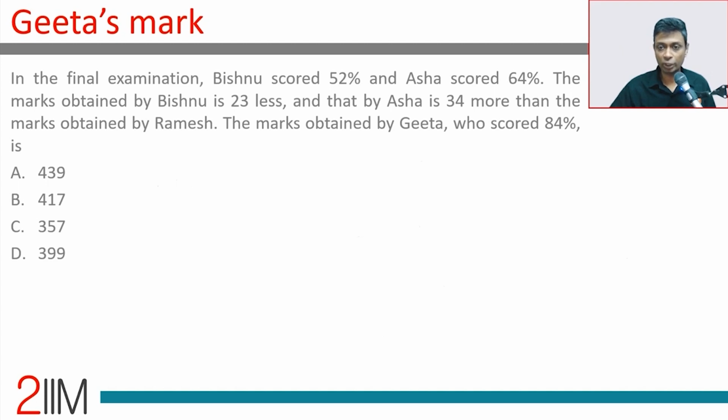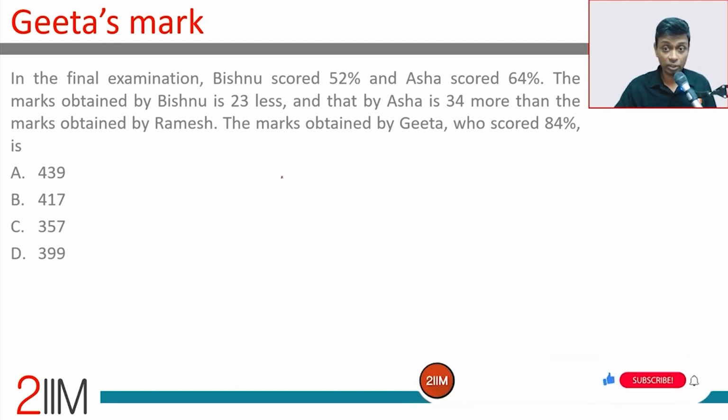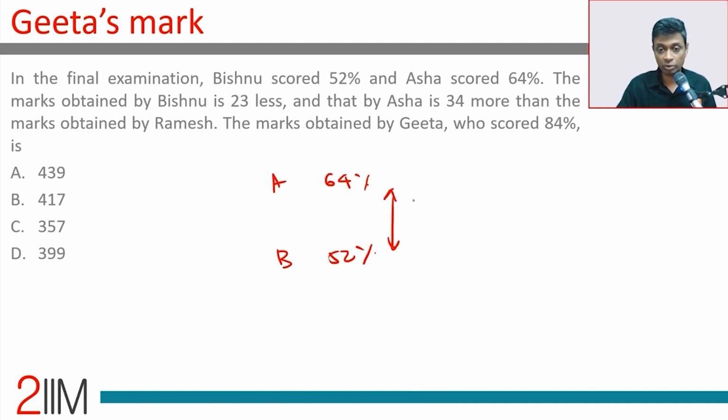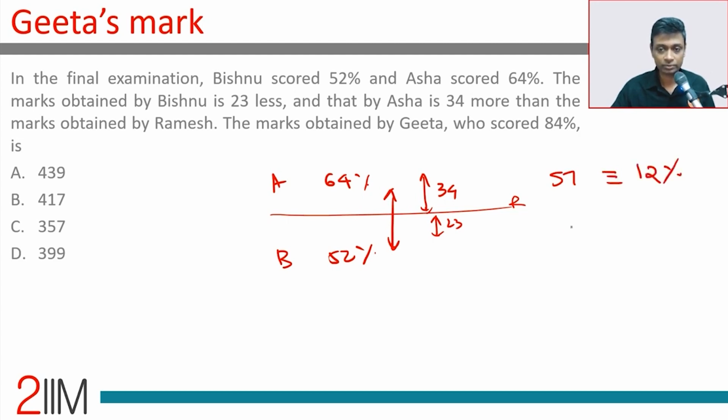In the final exam, Bishnu scored 52% and Asha scored 64%. Bishnu 52%, Asha 64%. So it's 12% more. The marks obtained by Bishnu is 23 less and that by Asha is 34 more than the mark obtained by Ramesh. Ramesh is somewhere here. Bishnu got 23 less and Asha got 34 more. We don't care about Ramesh's score. We care that this 57 marks corresponds to 12%.